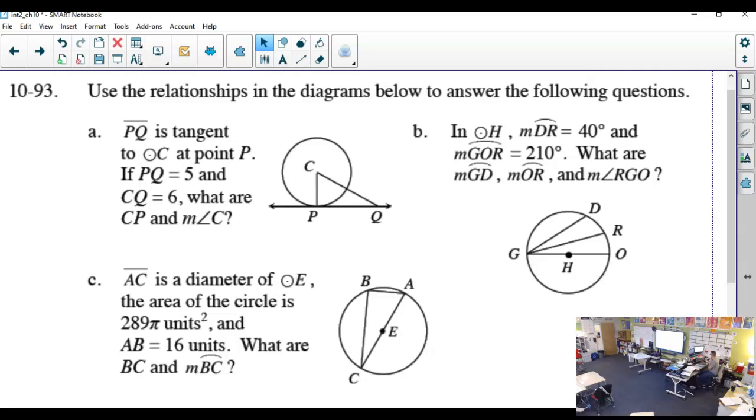Wait, never mind. Well, wait, what's 36 minus 25? Wait, no. Square root of 11. Yeah, because 36 minus 25 is 11. But then, what is angle C?